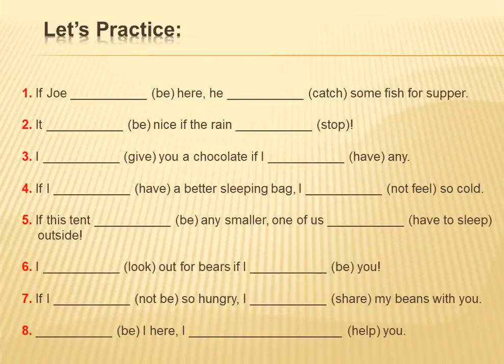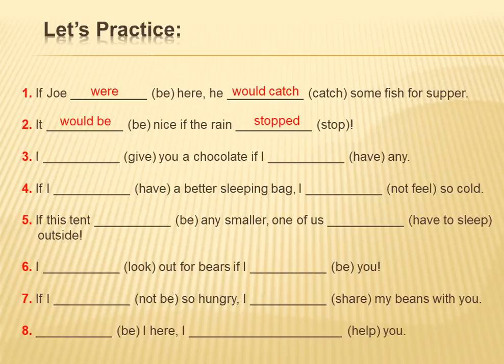Okay, before we go to study the next video, third conditional, I want you to practice the second conditional first. For example, if John were here, he what? He would or he what? He would catch some fish for supper. Number 2, it was or it would be? It would be nice if the rain stopped.